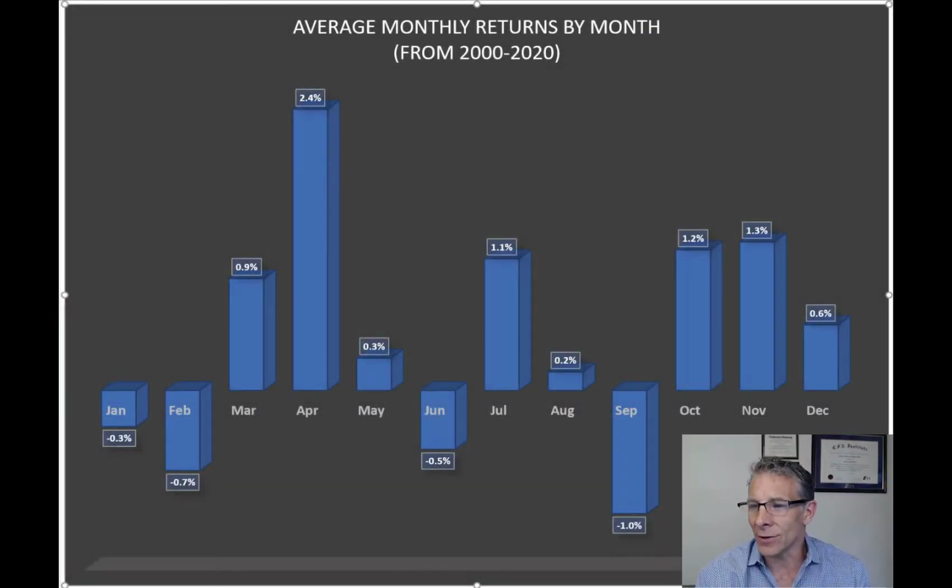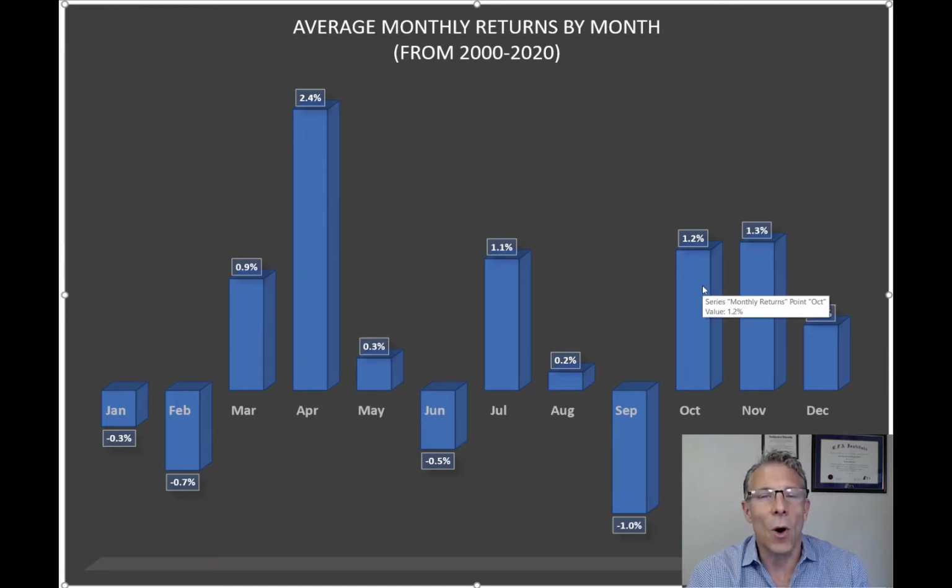So up on the screen right now, I have average monthly returns by month. Here we look at September right here, average returns down 1%. So it's the worst average returns of any month, one of 4 negative returns. The best month is April.